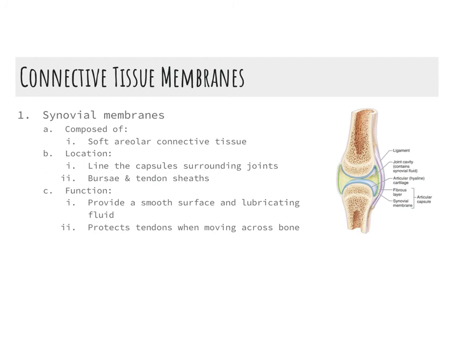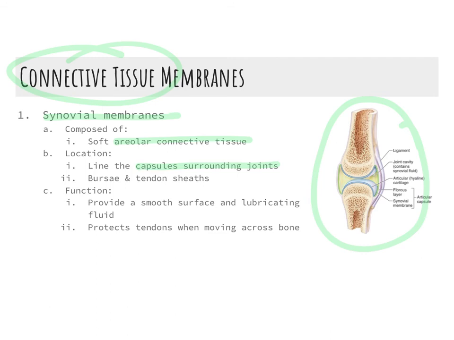Okay, and then the last membrane we're going to learn about is the only connective tissue membrane, which means it's composed of connective tissue. These are called synovial membranes. They are composed of areolar connective tissue. They are located in the capsules surrounding joints, like in this picture right here. They are also located in our bursa, which are kind of like little pockets of fluid near our joints. And then also surrounding our tendons as well, we have connective tissue membranes.